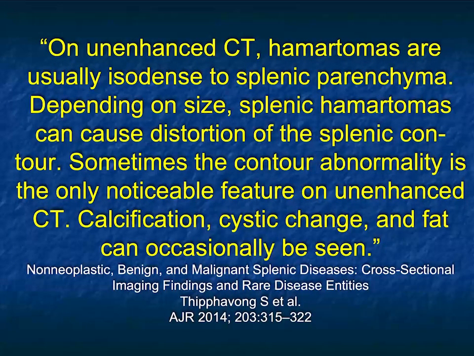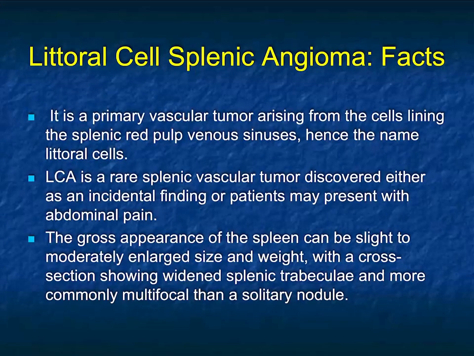And again, going backwards, hamartomas, isodense or hypodense on non-contrast scans. Again, the vascularity, this contour abnormality, that bulging out, to me is going to be the most helpful sign. Calcification, cystic changes, and fat can be seen, but I think that typically doesn't help me in my diagnosis. Now, there are a number of other unusual benign splenic lesions, including littoral cell splenic angioma. That's just a mouthful.